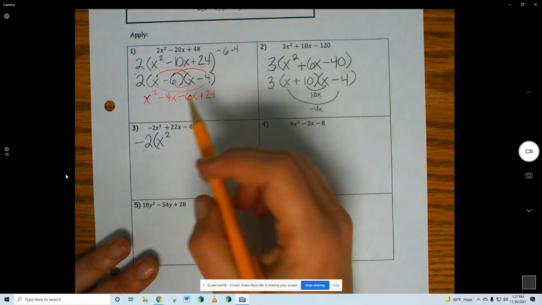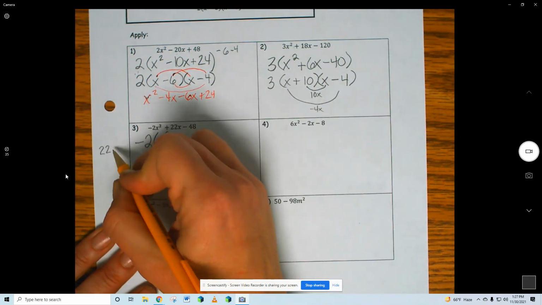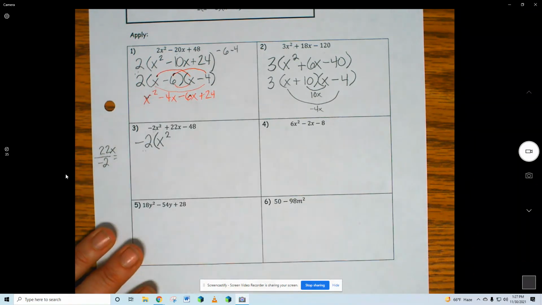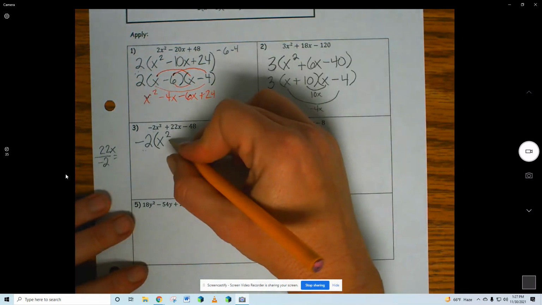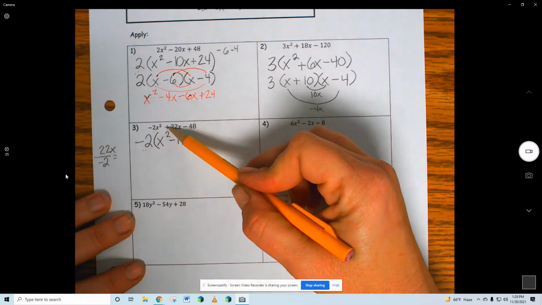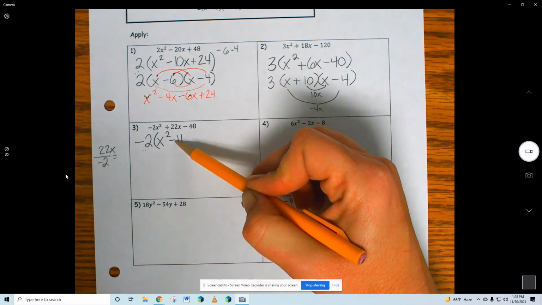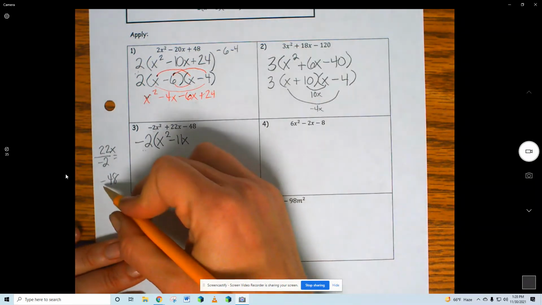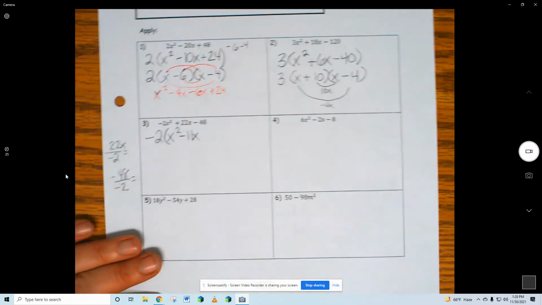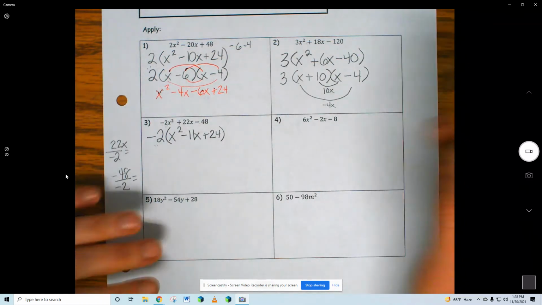So this is different. Positive 22. So I'm saying 22x and divide out a negative 2. What would that be? The signs are different. Negative what? 11. Good. So notice how my signs are backwards. This used to be a positive 22, but now I make it a negative 11. How about this negative 48? Negative 11x. Negative 48 divided by negative 2. Positive 24, though, right? Opposite signs.